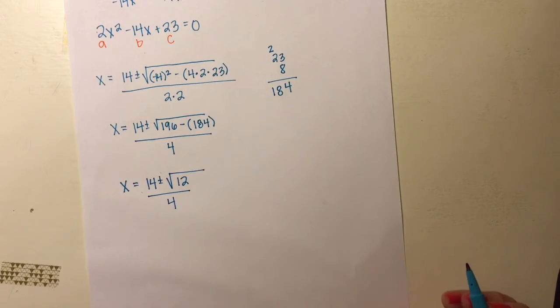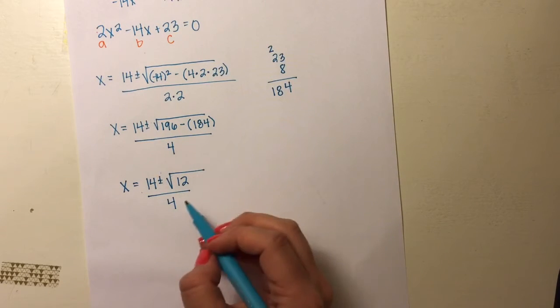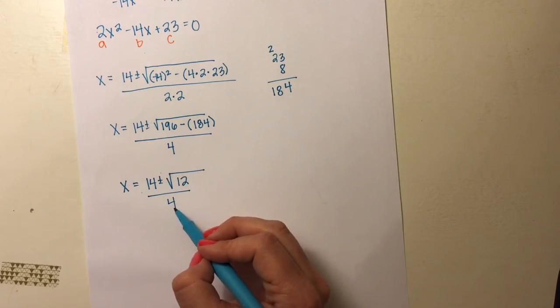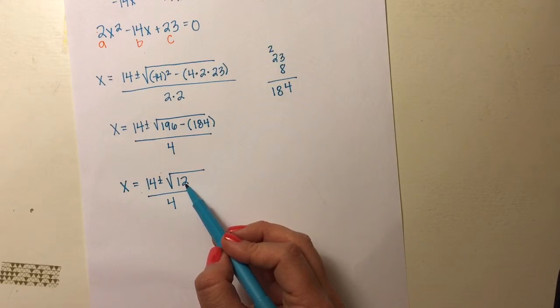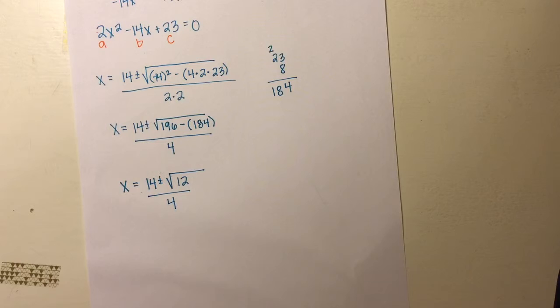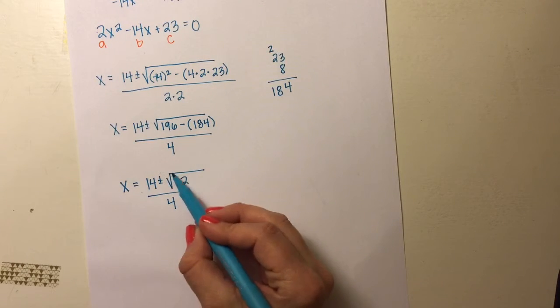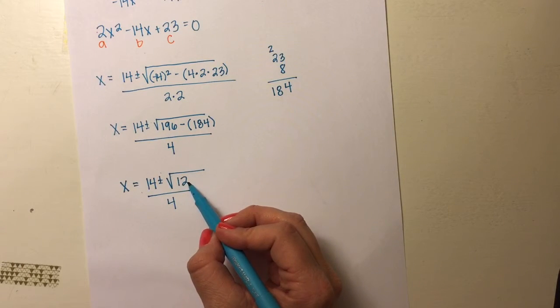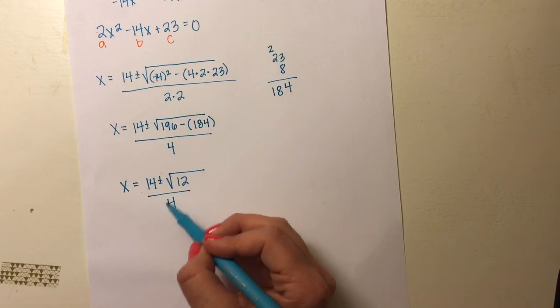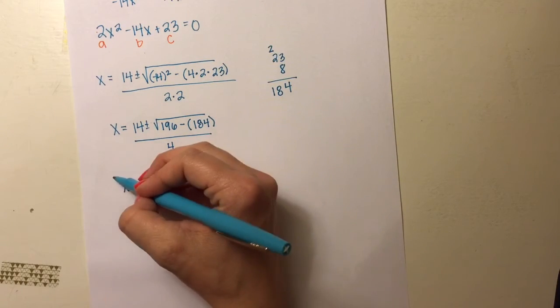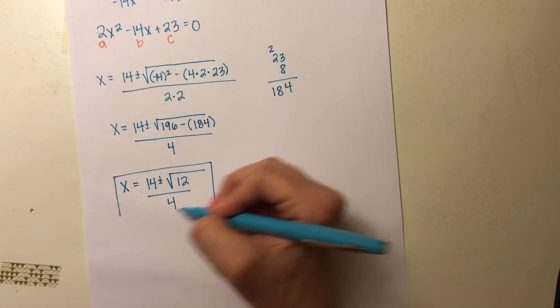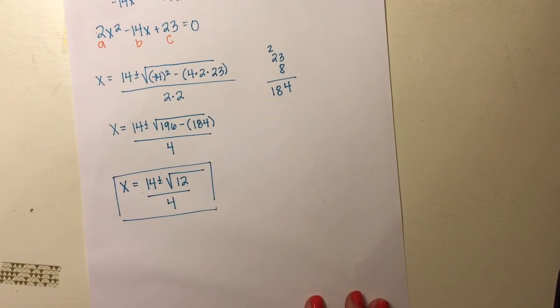The other thing is, what some of you were trying to do today was saying, oh, well, 4 goes into 12 2 times or 3 times and all of that. But this isn't really 12, this is the square root of 12. So we can't just randomly divide it by 4. This is not a perfect square, so I'm going to box in my answer and be done.